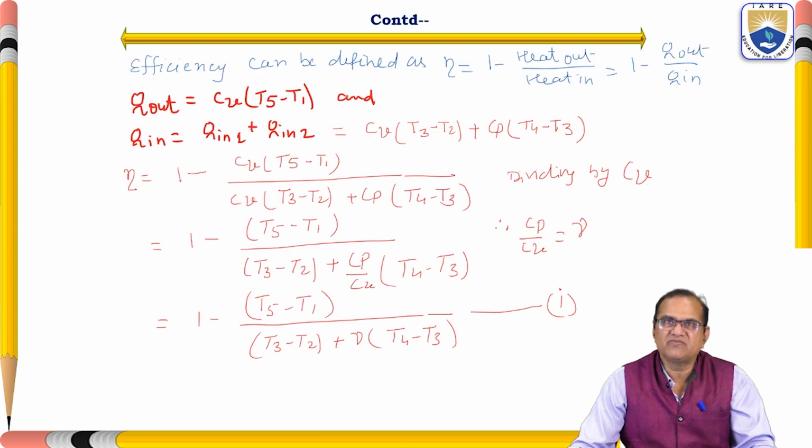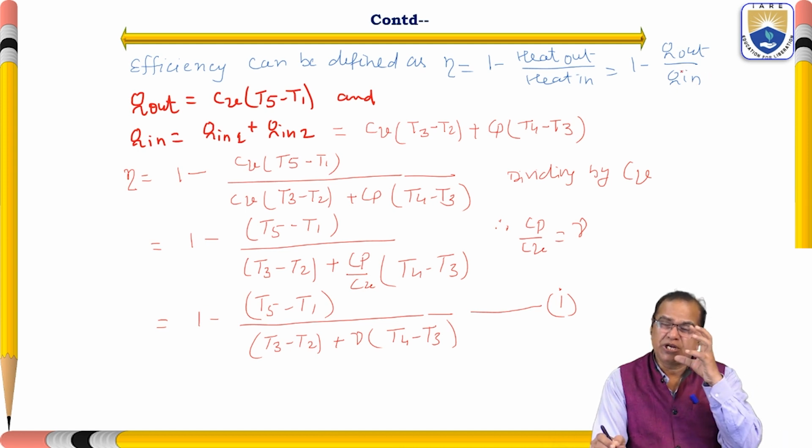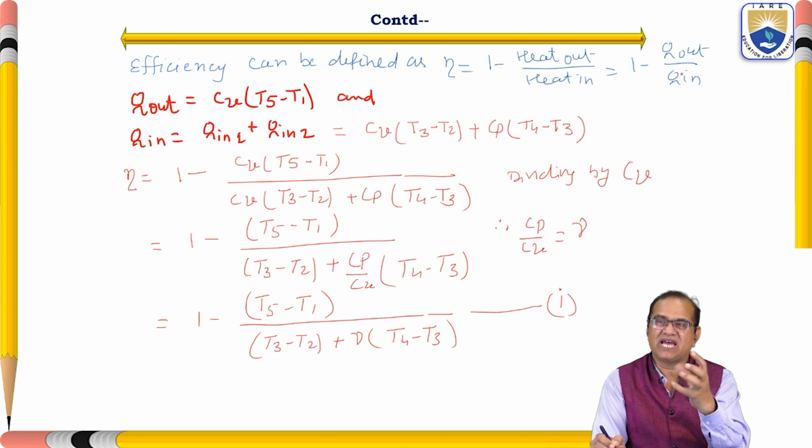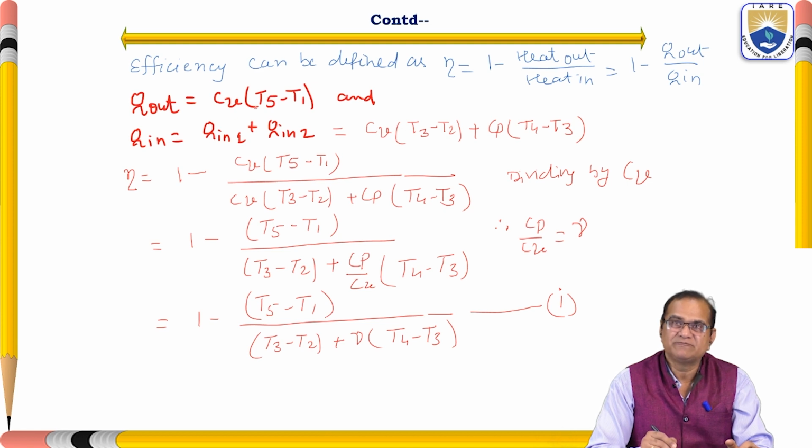So we have to start with how to find out the efficiency. Efficiency can be defined as eta is equal to 1 minus heat out by heat in, or heat rejected by heat supplied. So 1 minus Q out by Q in. I have told you that Q in is in two parts, one at constant volume, another at constant pressure. So Q out will be Cv times (T5 minus T1).